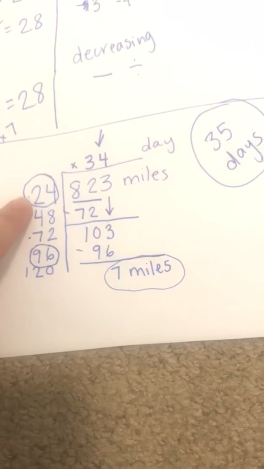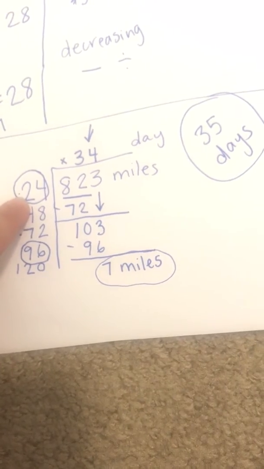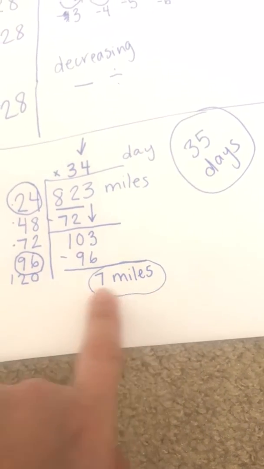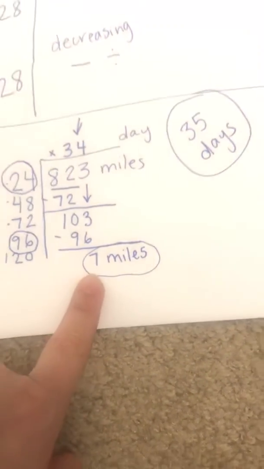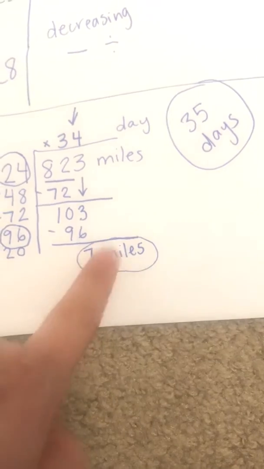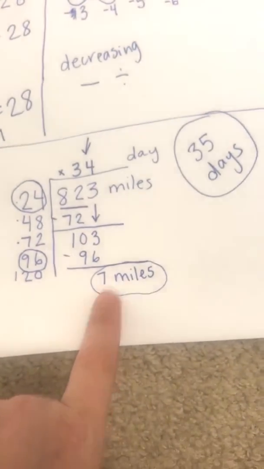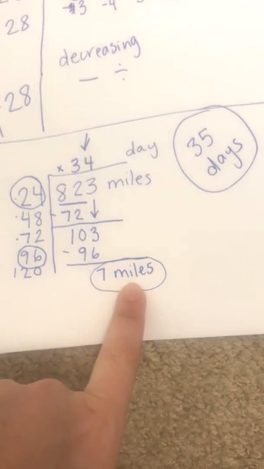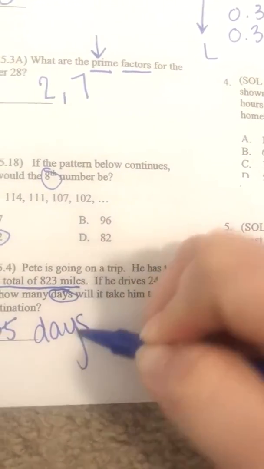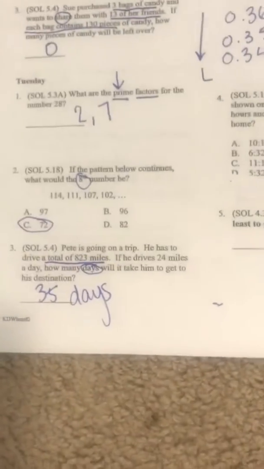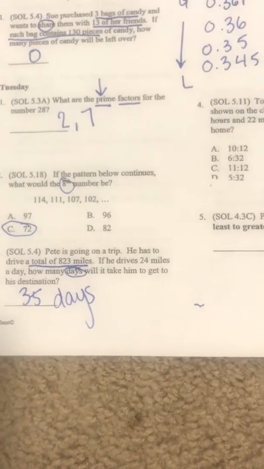If you said that he is actually going to need to drive for 35 days, you are correct. He has this amount left over. He's not just going to throw that amount away and just pretend that he's already at his destination. He still has 7 more miles to go. So we're going to need to add an extra day in for him to accomplish those 7 miles at the end of his trip. So he is going to need 35 days, not 34, in order to accomplish all 823 miles if he's only driving 24 miles a day.